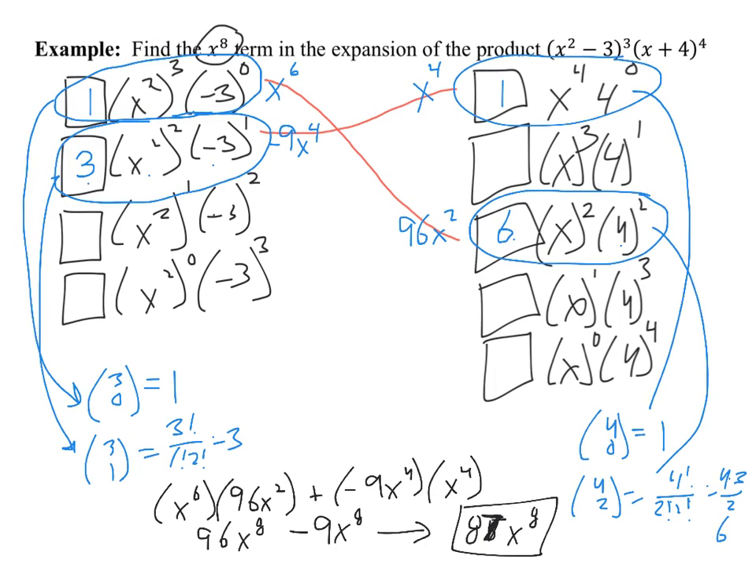Oh, and the question here did ask to find the x to the 8th term, so this time I'm giving the full term. This is the method that we use for finding specific terms when we're looking at the expansion of two binomial expansions that have been multiplied by one another.